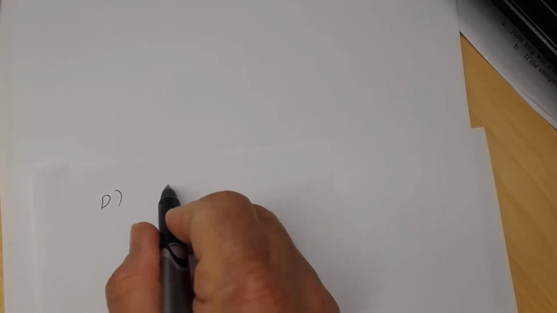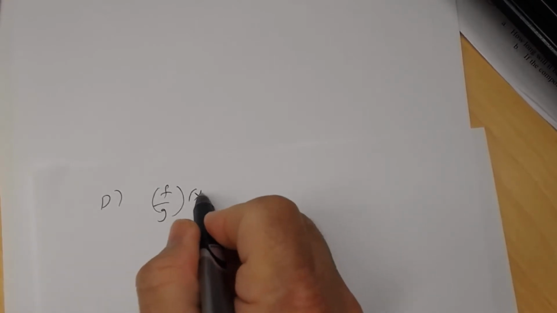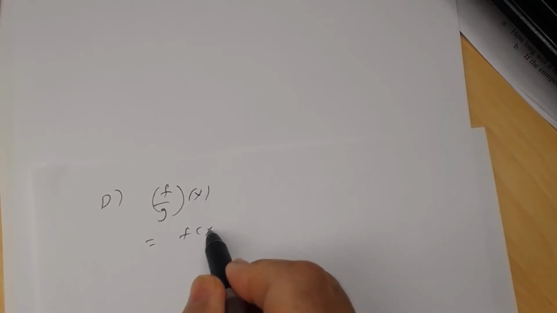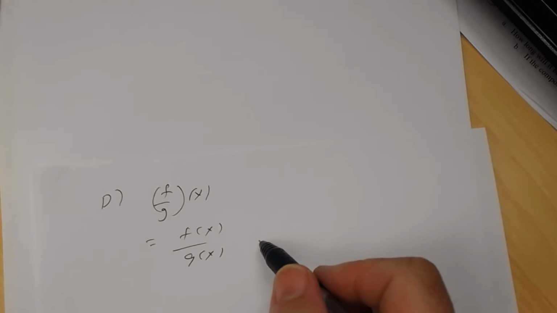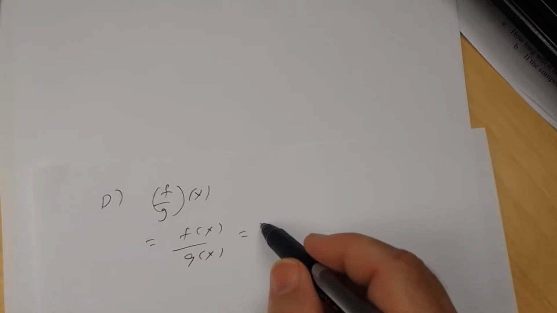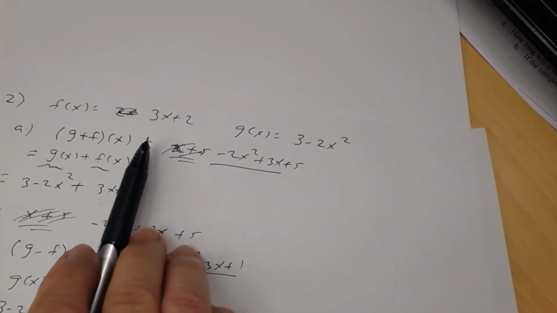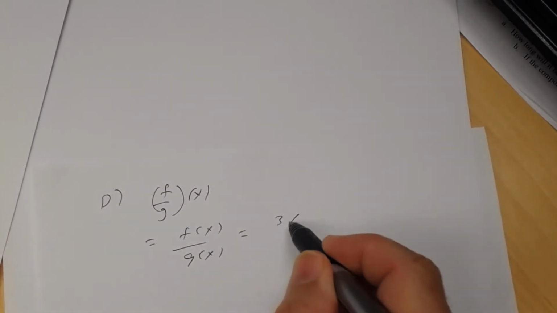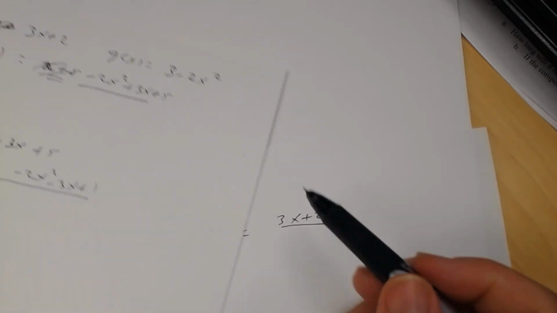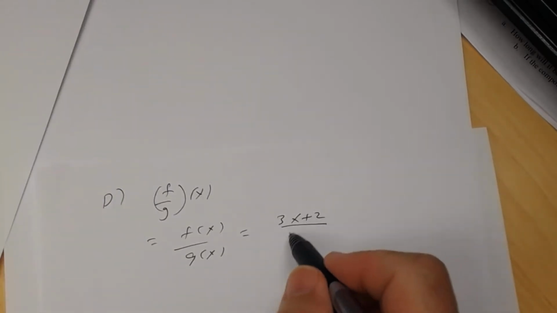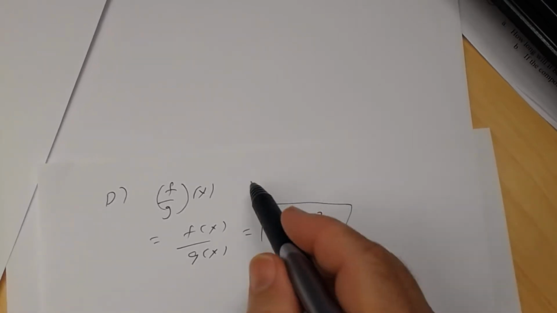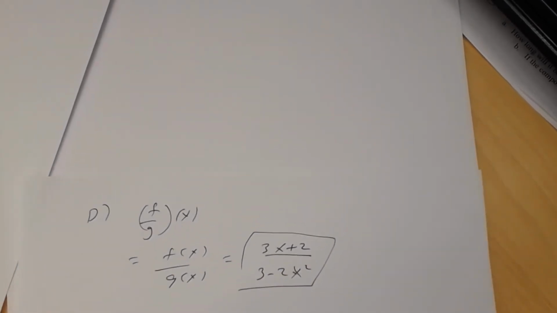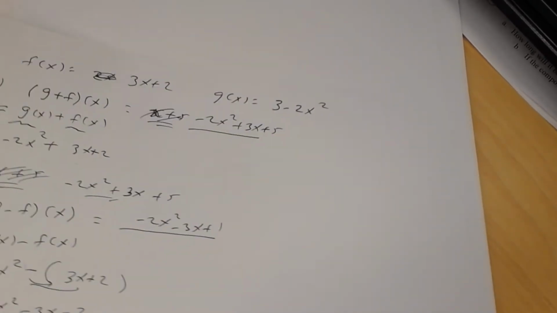So you want to find f divided by g at x. So that's going to be f of x divided by g of x. And f of x, remember, is 3x plus 2. So it's going to be 3x plus 2 divided by g of x, which is 3 minus 2x squared. And there's your answer. You can't do anything else. All right, so that was number 2.